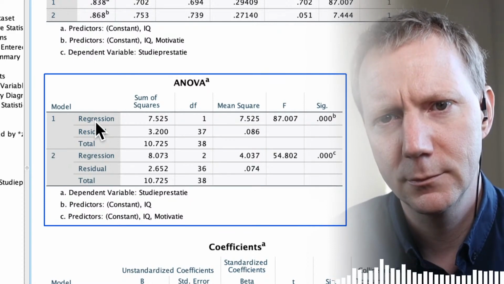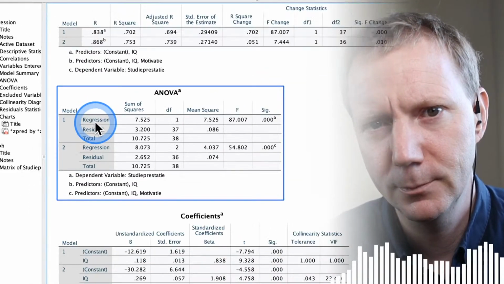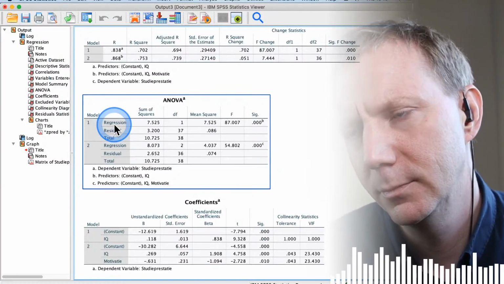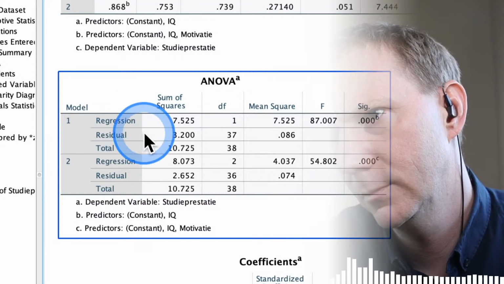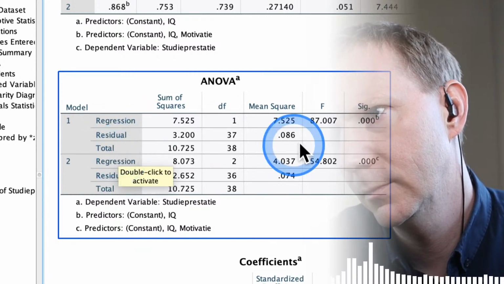Can I ask a question? Yeah, sure. What an F of 87.007, would that then be an explained variance of 87%?